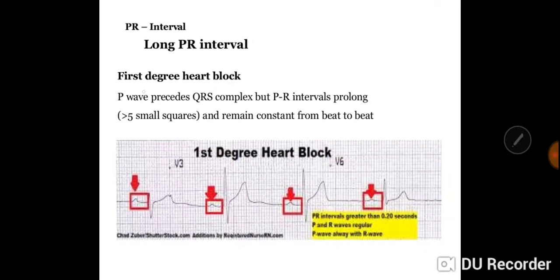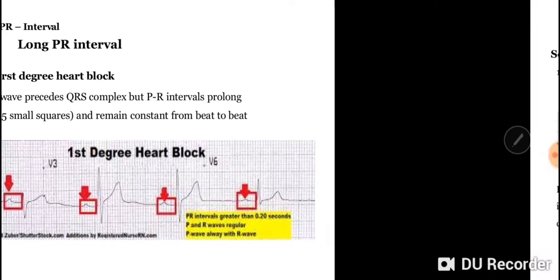Let's go through them. In a first degree heart block, the PR is longer than normal, but every P wave follows a QRS complex and it is constant. The PR interval is constant.